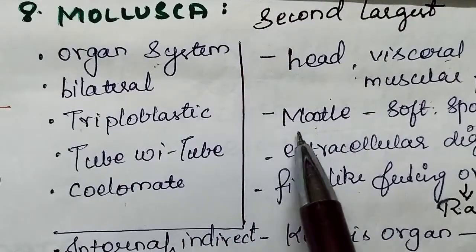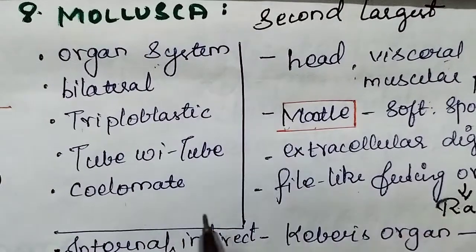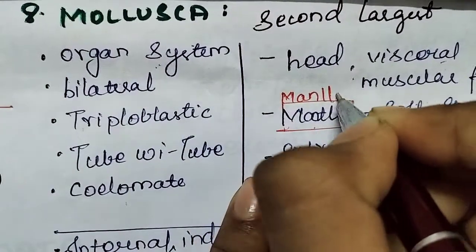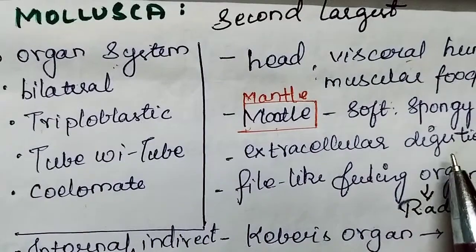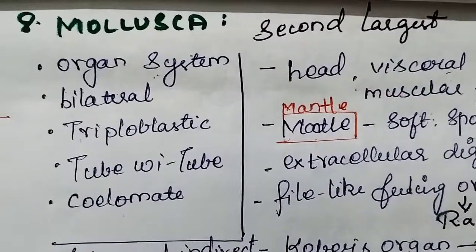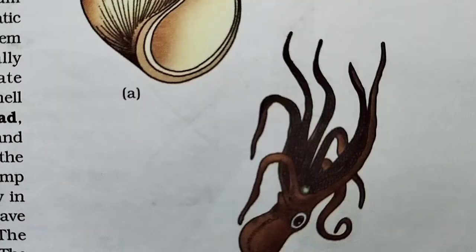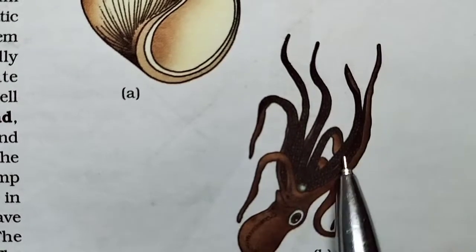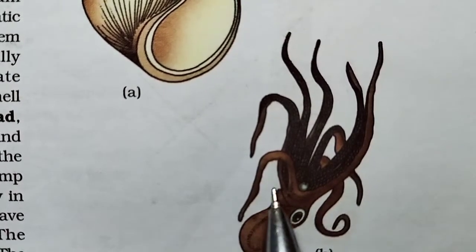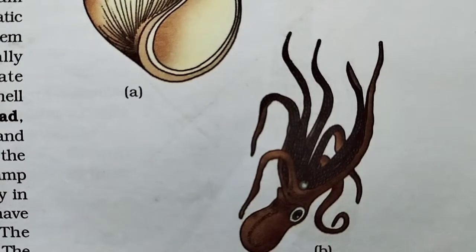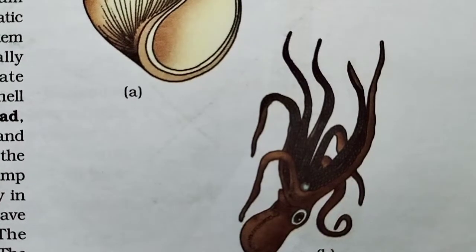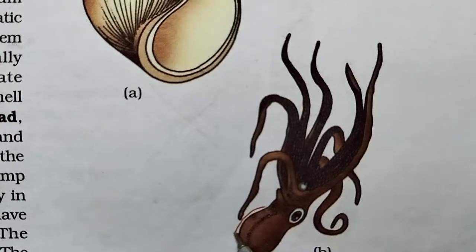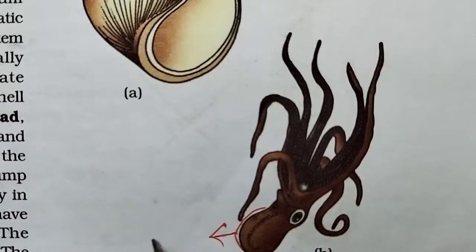Then they have something special, characteristic of mollusks, called the mantle. It is a soft spongy skin. Where it is present, now I will show you. See this picture. This is the muscular foot, the visceral hump, and the head. Above this visceral hump we have a spongy layer called the mantle.